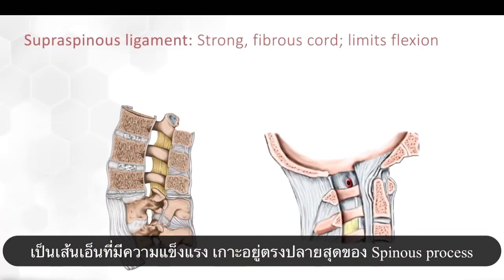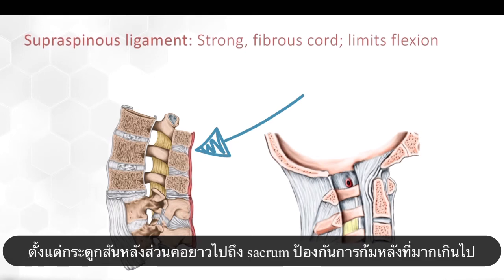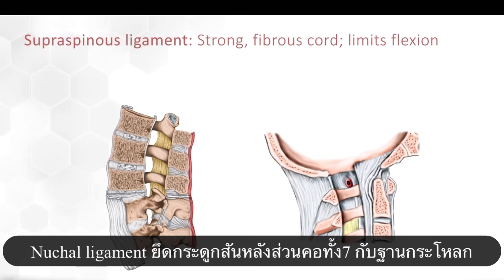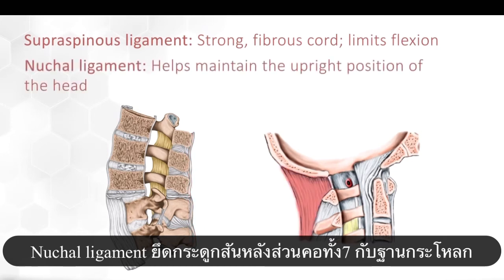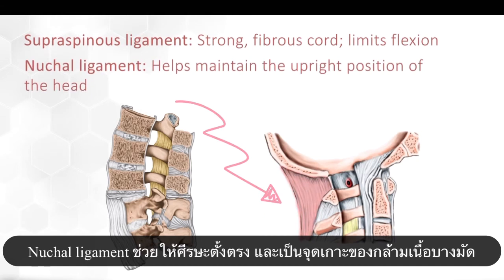The supraspinous ligament is a strong fibrous cord that connects together the posterior-most tips of the spinous process from the 7th cervical vertebra to the sacrum and limits flexion. From vertebra C7 to the skull, the ligament becomes structurally distinct from more caudal parts of the ligament. From here, it is called the nuchal ligament. It helps maintain the upright posture of the head and serves as a midline attachment for some important muscles.